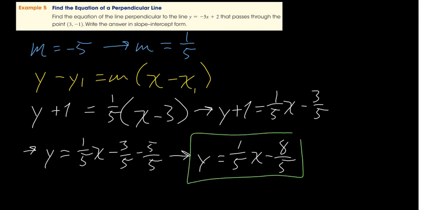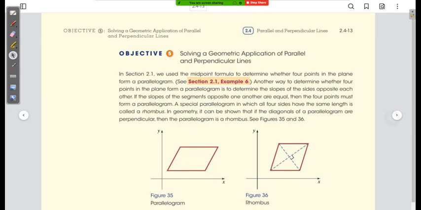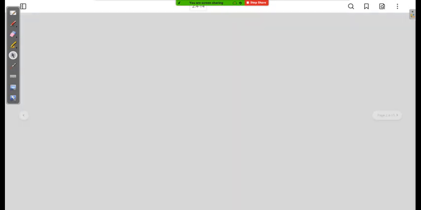All right, and that's it. We found a line that is perpendicular to our original line. I think that concludes today's lecture, actually. I told you today it was pretty short. That's it.